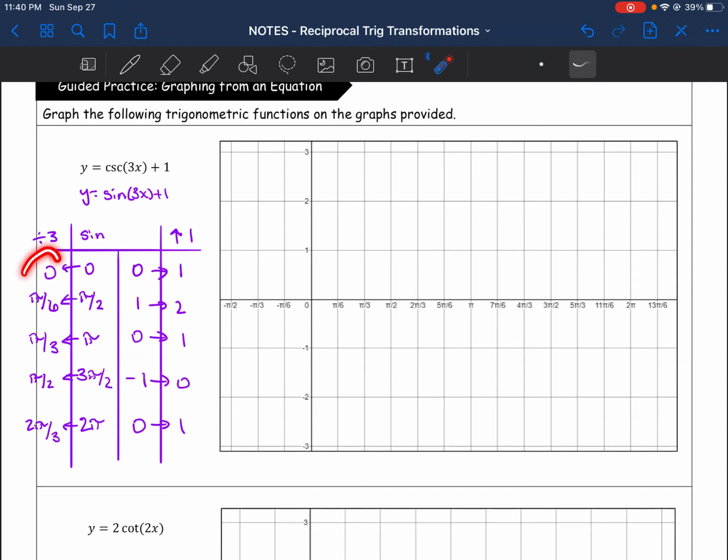So now we have our new x-coordinates right here. We have our new y-coordinates right here. This will be the transformation: y equals sine of 3x plus 1. Let's go ahead and plot those points.